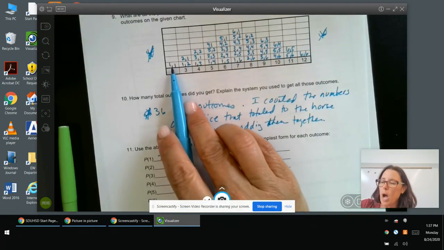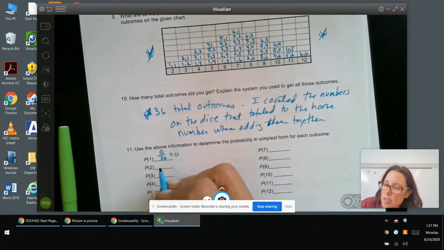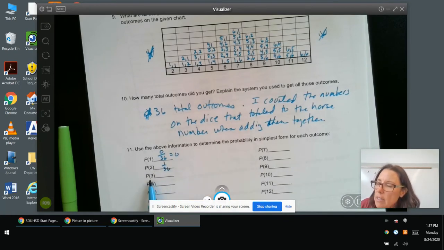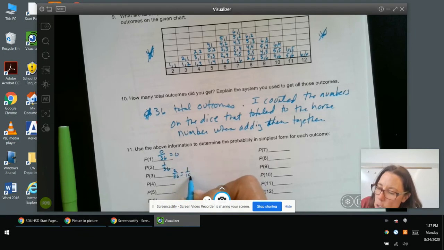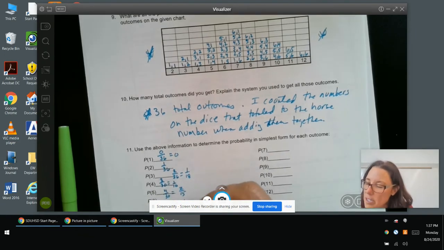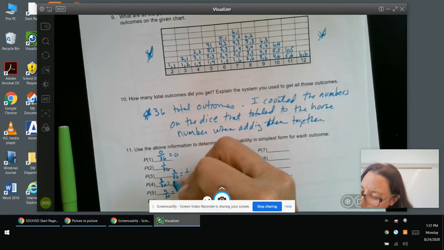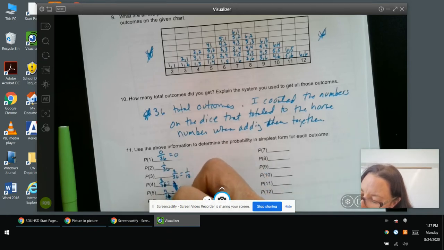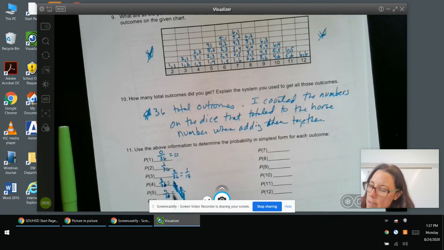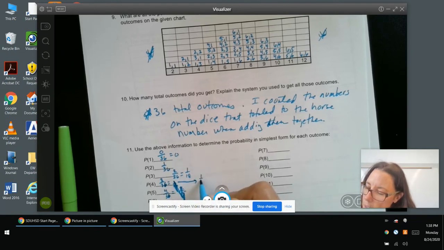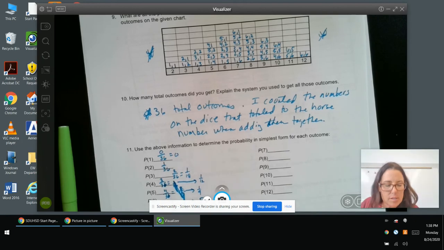Probability of a 2 is 1 chance out of 36. Probability of a 3 is 2 chances out of 36, which reduces to 1/18. Sorry, guys. Back up. I don't know where I was getting the 30. 3 out of 36 is 1/12. 4 out of 36 is 1/9. 5 out of 36 is just 5 over 36. Okay, sorry about that. My denominator got messed up there.